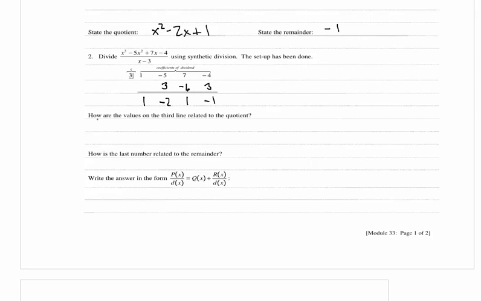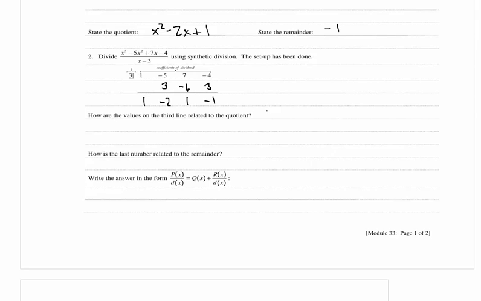And then it asks, how are the values on the third line related to the quotient? Well, you can see that the values on the third line, this line, are all the coefficients of our quotient. x squared, the coefficient is 1. There's our 1. Negative 2 on our x, and we have a negative 2 here, and 1, and we have our 1 here. And our remainder is our last number that we placed on the third line.